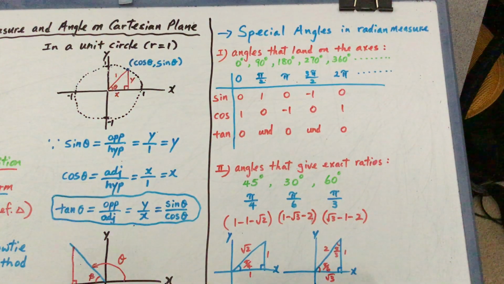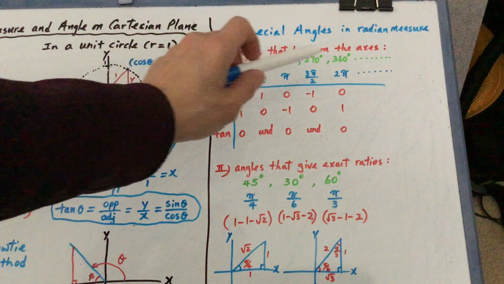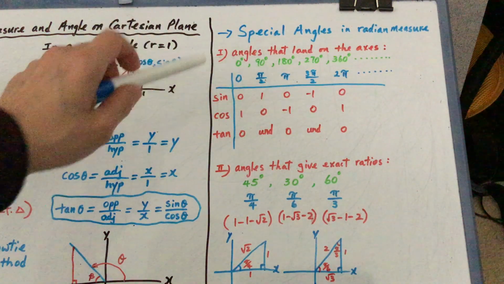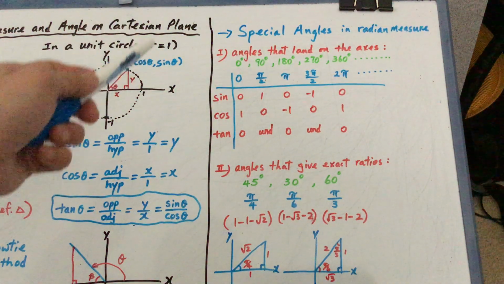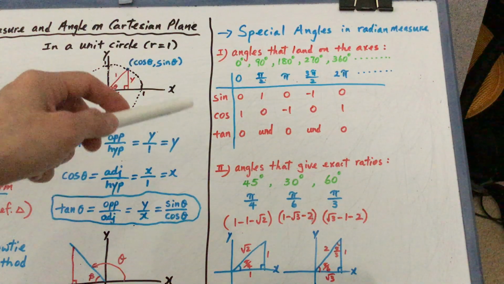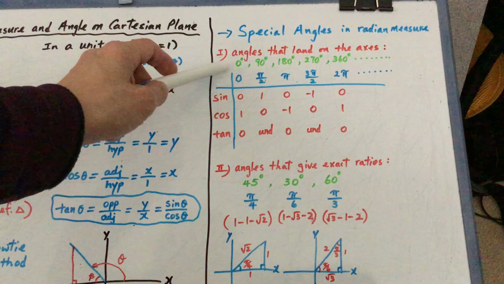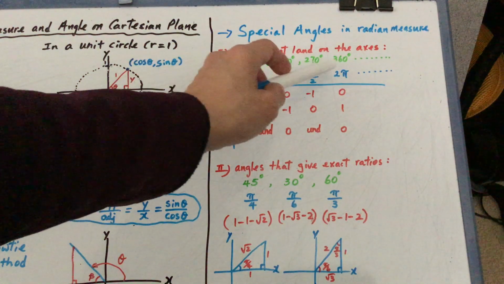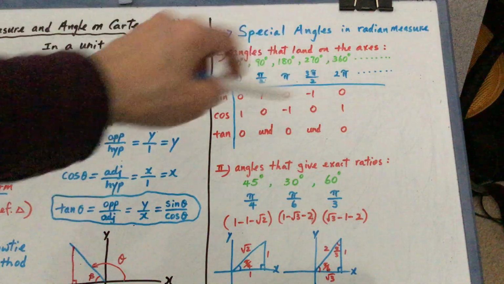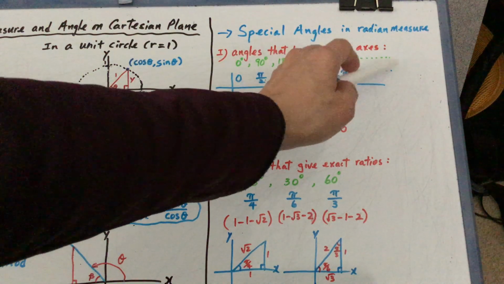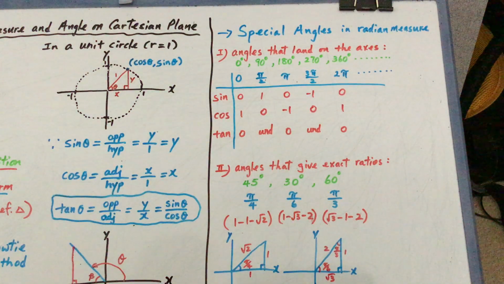All right, and also for this unit, you need to know about some of the special angles, but now they are in radian measure. There are two main groups of special angles. The first group is those angles that land on the axis, like those angles that land on either the x-axis or the y-axis. Some of those angles are 0 degrees, 90, 180, 270, or 360 for one rotation, then of course you can keep adding the 90 on it, but the result is going to be the same.